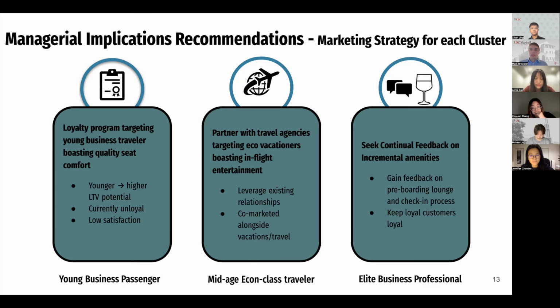Lastly, for the third cluster, the elite business professionals, we recommend implementing continual feedback on incremental amenities. This customer type is the most loyal and the most satisfied, and we want to keep them as such. While rooted in analysis, each idea requires vetting, which brings us to some next steps.